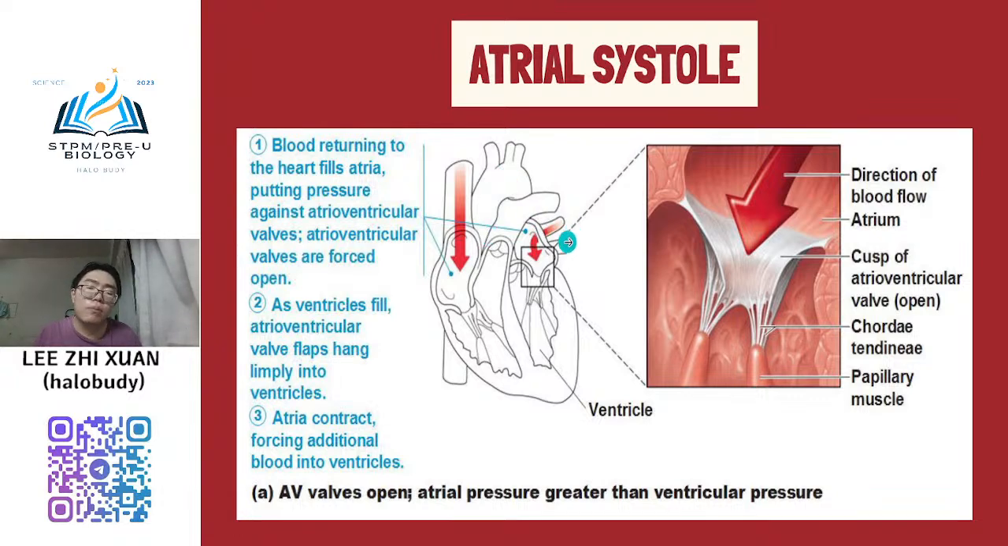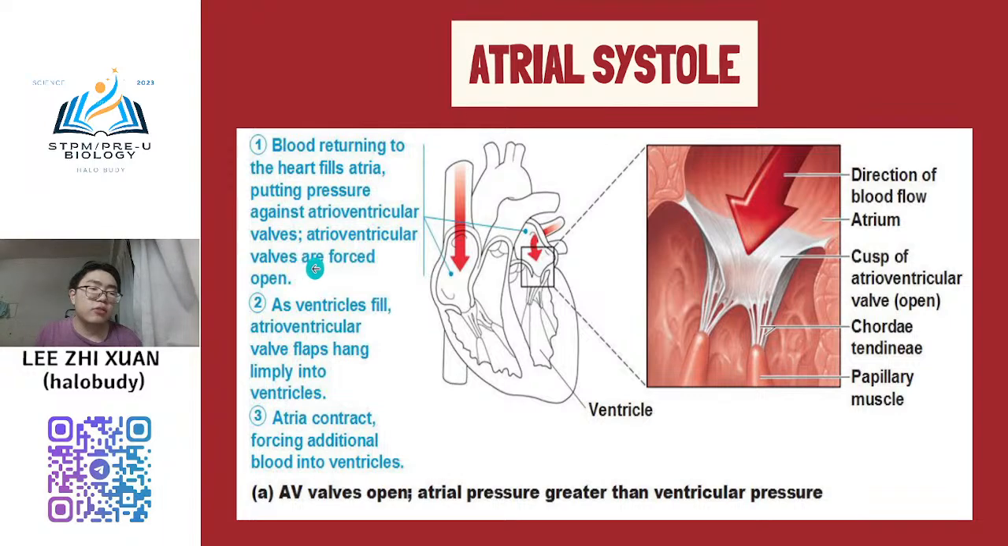Because they need to make sure that the blood from the pulmonary vein for the left atrium, and also the blood from the vena cava, all flows into the ventricle. So they need to make sure that all the blood now goes to the ventricle part, meaning that every valve is open.